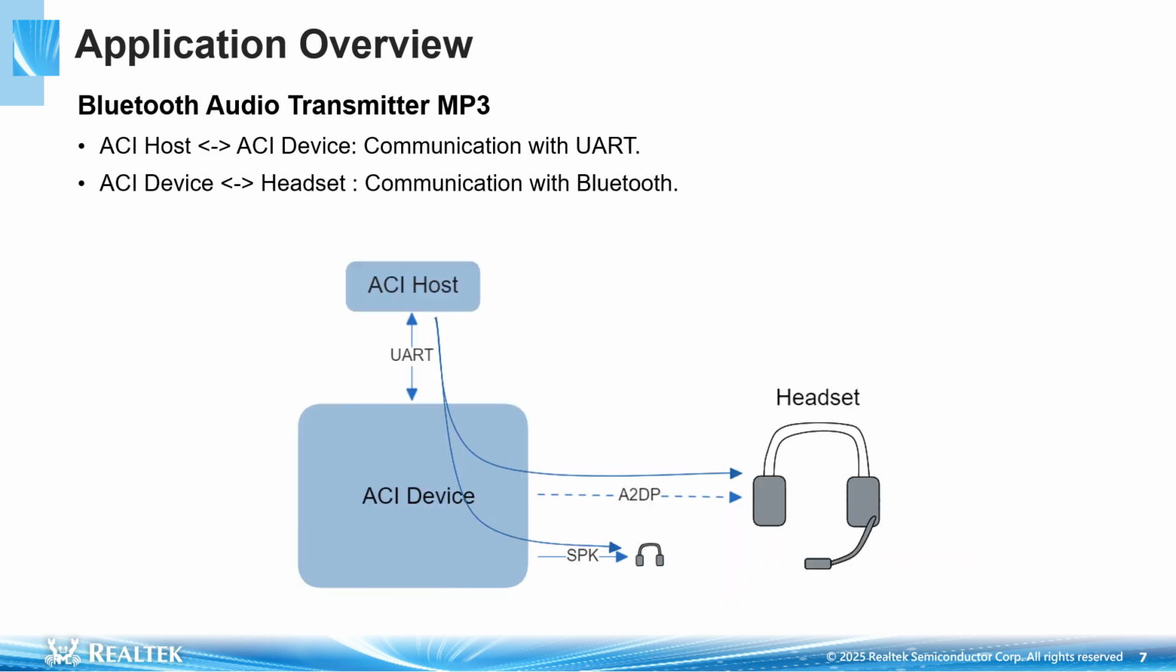The demo structure diagram of transmitter MP3 is shown below. This demo shows the interactive process of music playback. The format of music playback is MP3. The ACI device is directly connected to the headset, and the host transmits the audio data to the device through UART. After processing, the device can choose to play it locally or transmit it to the headset through A2DP.